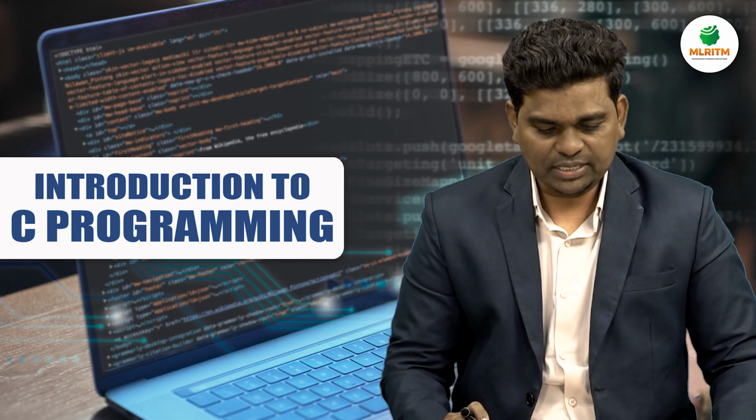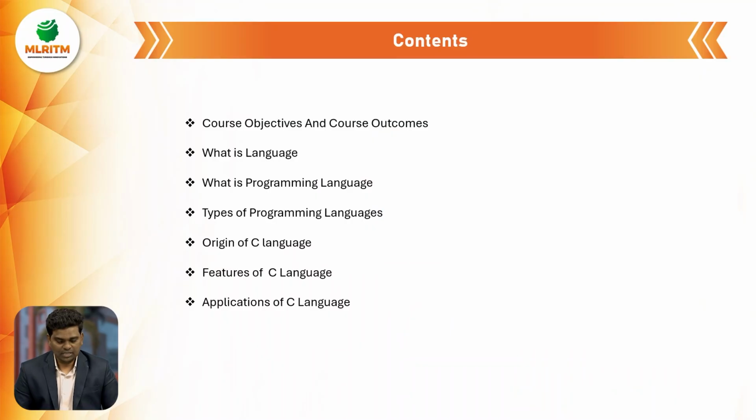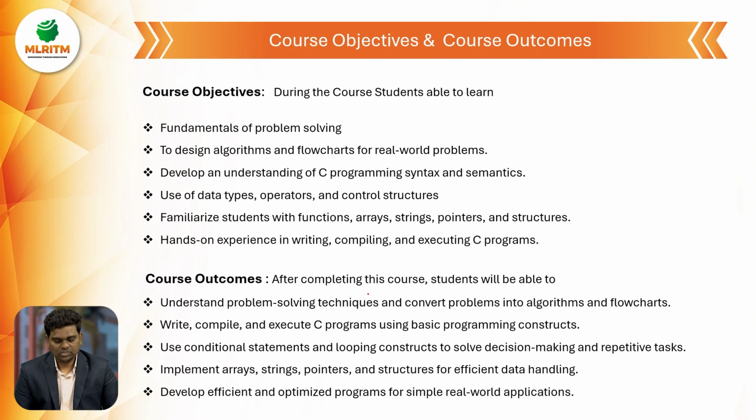So today's contents are: first we will see about objectives, course objectives and course outcomes. Then we'll see what is actual language, then what is programming language. Then we'll see about what are the types of programming languages. Then we'll see the origin of C language. Then we'll see the future of C language. And finally, we'll see about the applications of C language. Now we'll start the course objectives.